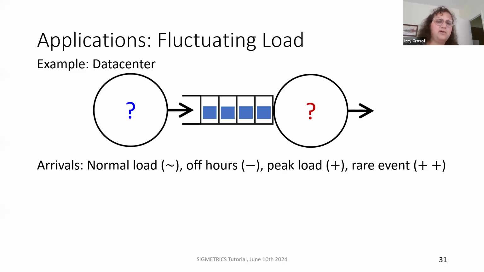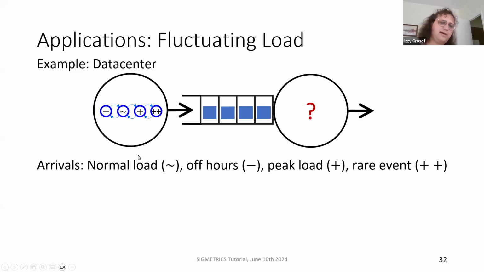Maybe for arrivals, we've got 4 different intensities. Maybe there's a normal arrival rate, maybe there's off hours where we have less, peak load where we have more, and some rare event like a big sale or a ton of interest in whatever we're operating, that's going to be really intense load. So we could have a Markov chain that looks like this. You go from low to normal to peak to super intense, and maybe back down. So maybe that's what arrivals look like, and there's some rates on all these.